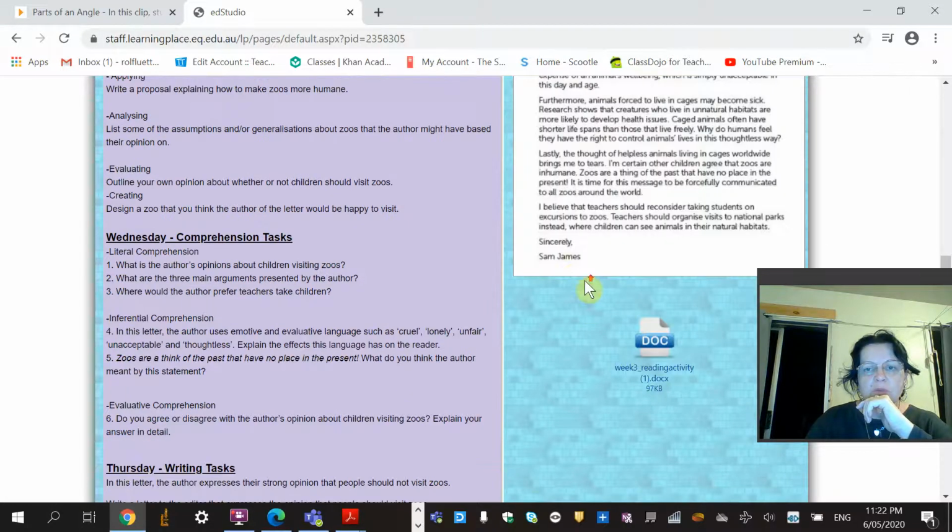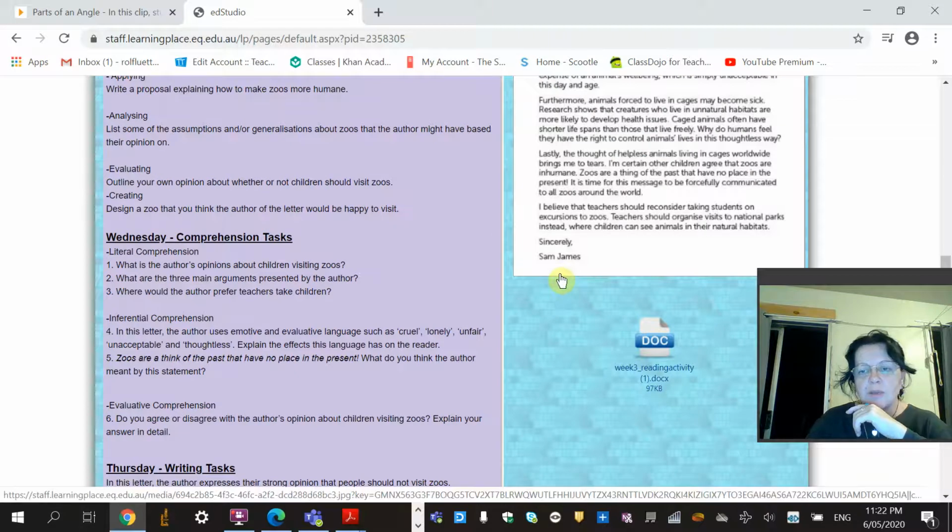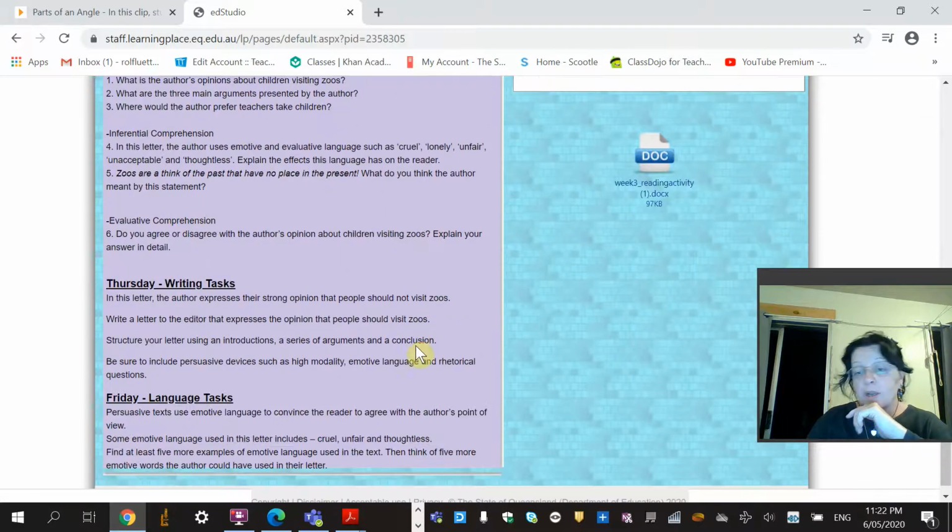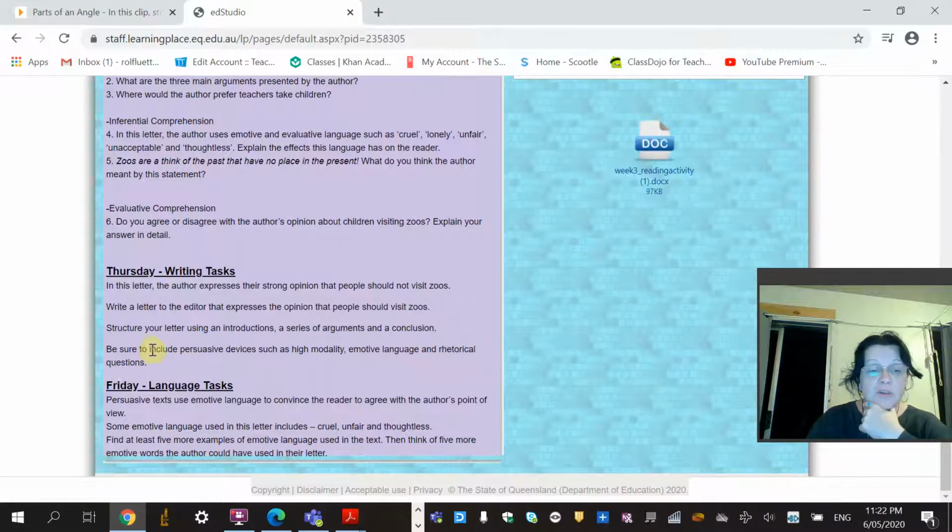In this letter, which was written by Sam James, he talked about why he objected to zoos and why he thought they were not very humane and why kids shouldn't go there on an excursion, which I can totally relate to. In this letter, the author expresses their strong opinion that people should not visit zoos. Write a letter to the editor that expresses the opinion that people should visit zoos. Structure your letter using an introduction, a series of arguments, and a conclusion. Be sure to include persuasive devices such as high modality.